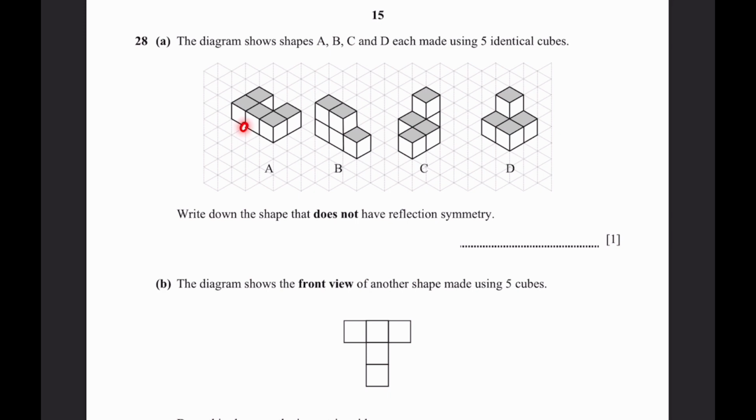So for A, you can cut it through the middle there. B, you can cut through this middle. D, you can cut it through diagonally, because there's probably one cube hidden beneath these 4. But for C, it's not symmetrical at all in any way. You cannot divide it centrally, horizontally, vertically, or diagonally either. So shape C does not have reflection symmetry.